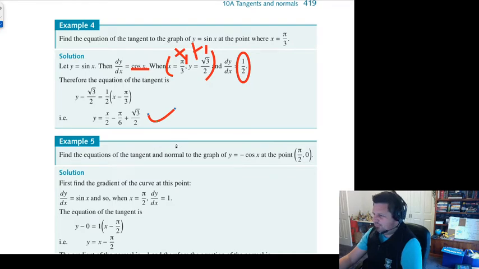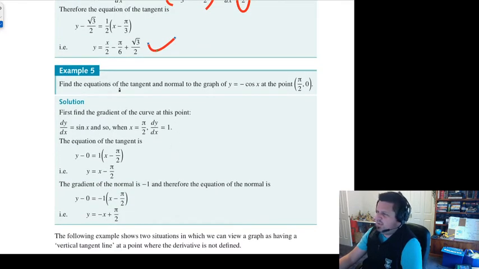This one here is the same difference again, except this time they're asking for both the tangent and the normal. So we've got an equation, and also we've got a point, pi on 2 and 0. Again, you'll need to work out the derivative. The derivative of negative cosine x is sine x. So to find the gradient at pi on 2, we substitute that into the derivative. Sine pi on 2 is 1.